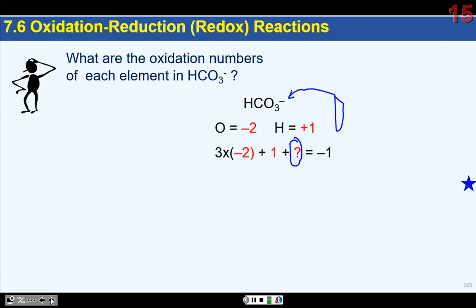So what do we get for the oxidation number on the carbon? The carbon is what's left, so carbon has to be +4. In other words, -6 plus 1 plus 4 gives you -1.